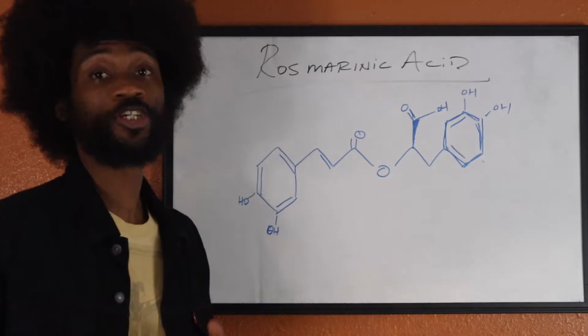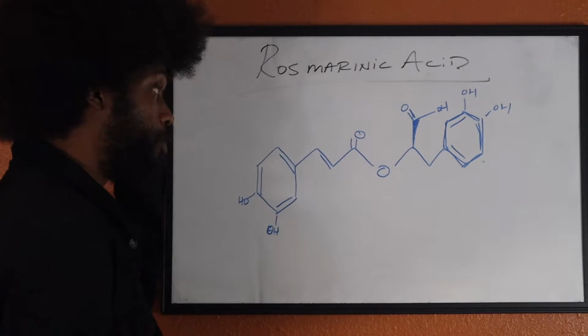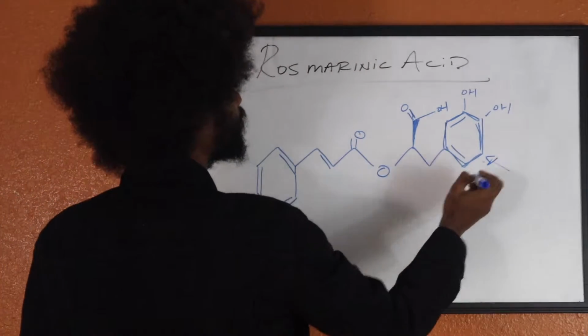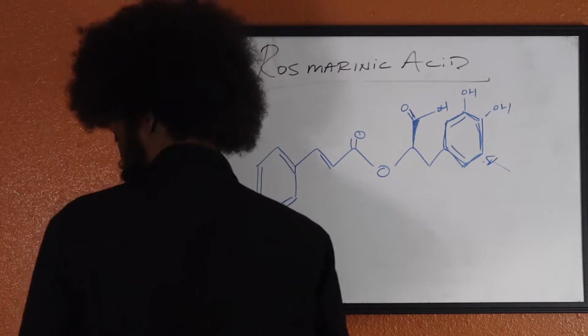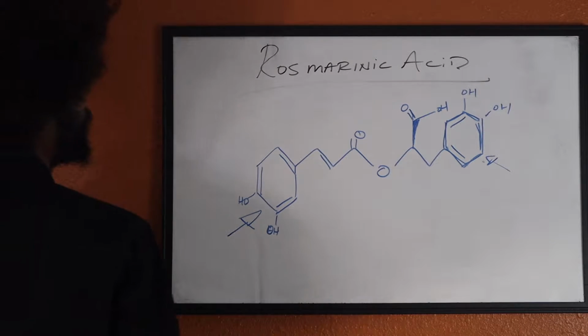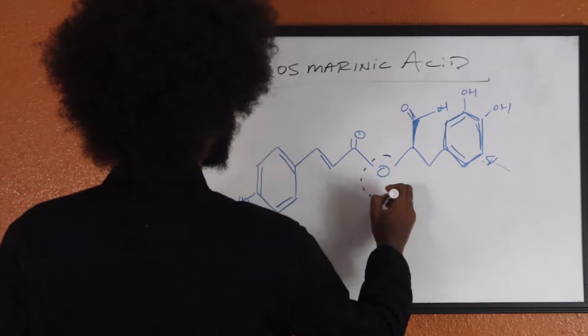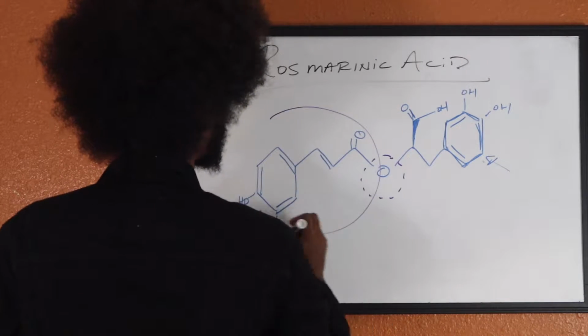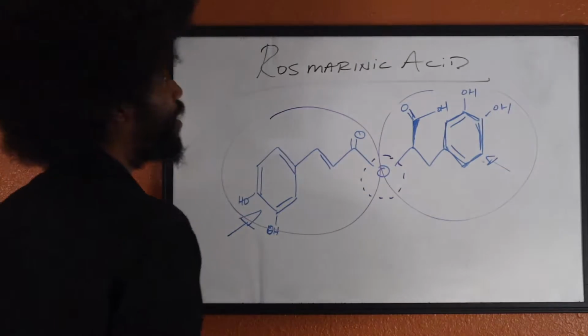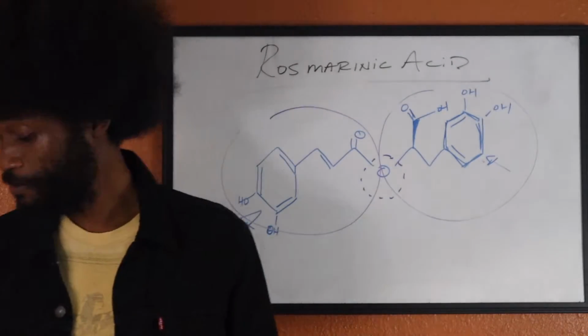So this is the structure of rosmarinic acid. You see these two phenols right here. There's a phenol right there, and there's a phenol right there. They're held together by this oxygen, this oxygen right here. It's got these two structures together, forming one unit. And this unit is a chemical messenger.